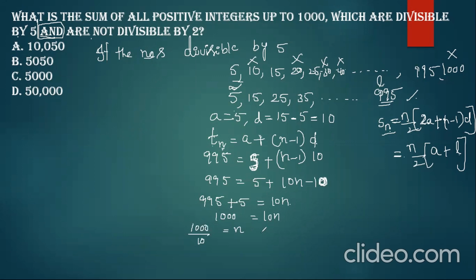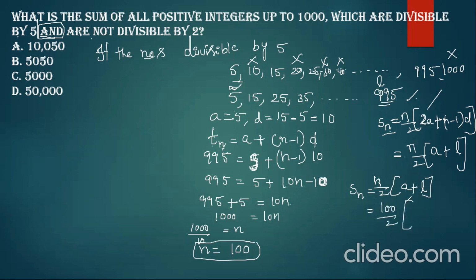Yes, we got the n value. So n is equal to 100. If you know n, we can easily calculate Sn. Come on, let us calculate. Sn is equal to n upon 2 into a plus l. Here n is 100, so 100 by 2 into a. We are considering the sum of the series 5 plus 15 plus 25 plus 35 and so on up to 995, the sum to n terms.